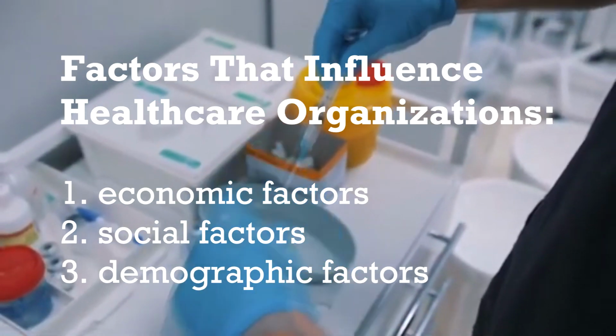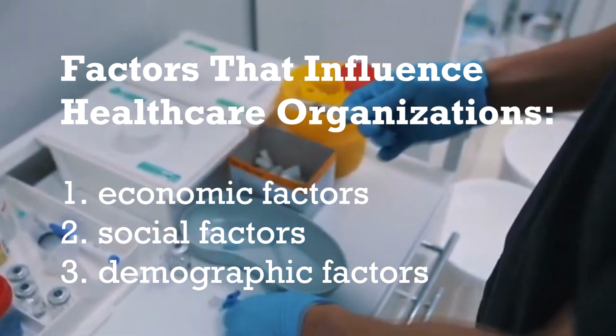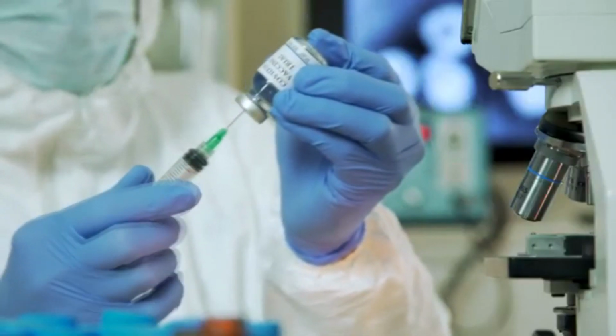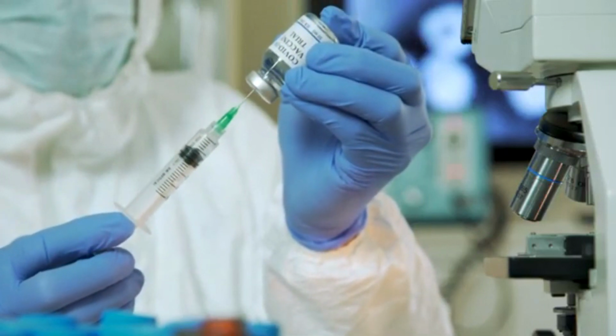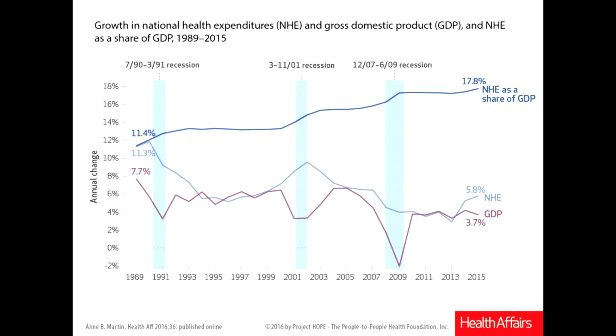The three major factors that influence healthcare organizations are economic factors, social factors, and demographic factors. Economic factors are a primary driving force in determining the configuration of healthcare organizations. Escalating healthcare spending at both the personal and national level necessitates an evolving healthcare system with organizational restructuring intended to reduce financial burdens. In 2015, the CMS reported that U.S. healthcare spending reached 17.8% of the gross domestic product, and that number continues to grow.